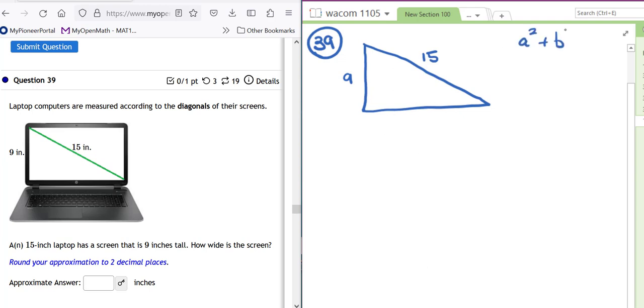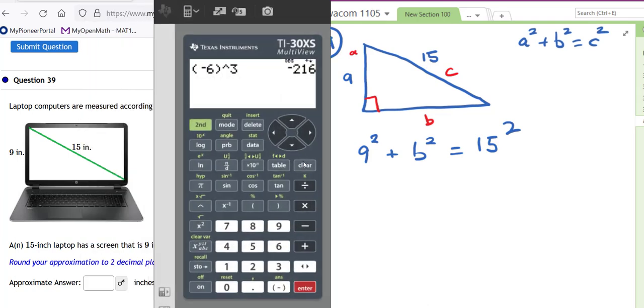A squared plus b squared equals c squared. The c has to be the hypotenuse, which is always opposite the right angle. The other two are a and b, and it doesn't matter which is which. So we'll call this a and b. So it's b that we don't know. Plug in what you do know. So we know a is 9, and we're going to square it. We don't know b, and it gets squared in the formula. We do know c, and we're going to square it. So we'll do all the math we can.